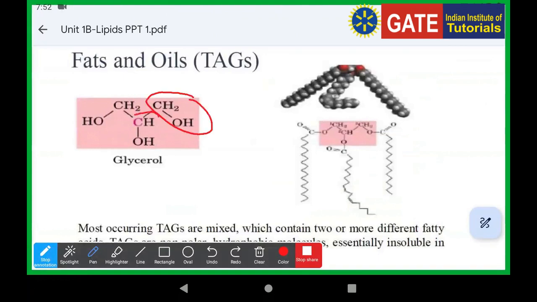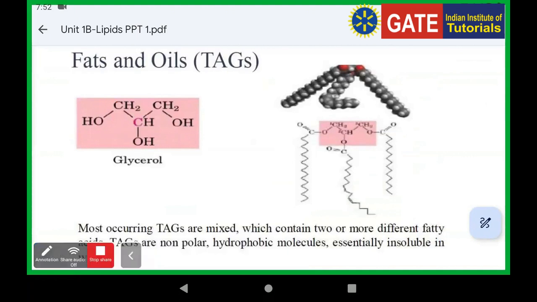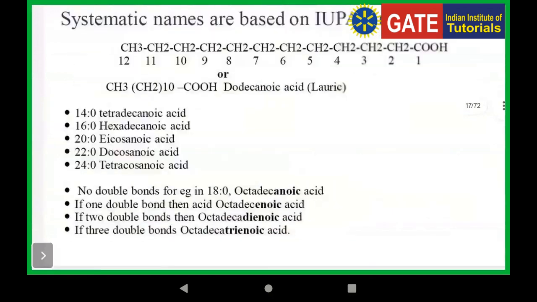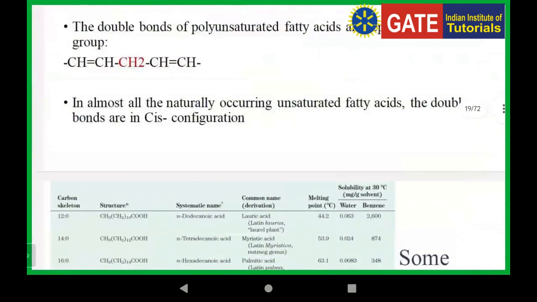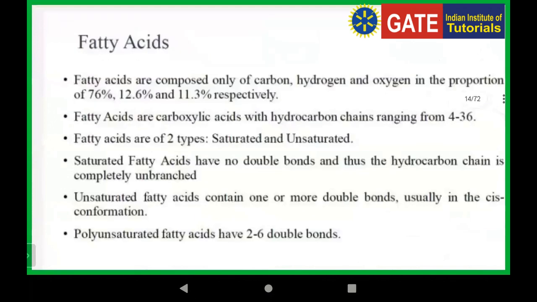CH2OH, CHOH, CH2OH. A 3 carbon molecule. Okay, so glycerol, 3 carbon, attached to 3 fatty acids. That is called triacylglycerol.